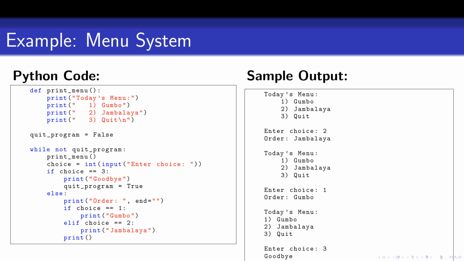This is an example of using functions to build a simple menu system. The function print_menu encapsulates all the output needed to display the menu options: Gumbo, Jambalaya, or Quit. This function is then reused within a loop that continues prompting the user for a choice until they select option 3. By encapsulating the menu output, the program avoids repeating the same print statements each time, and it keeps the loop logic clean and focused.